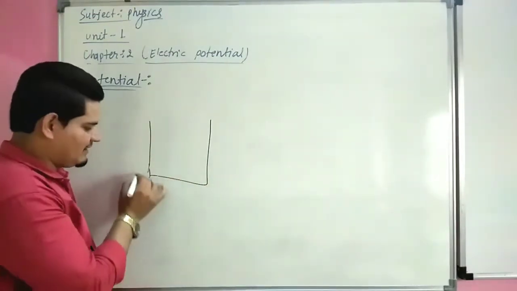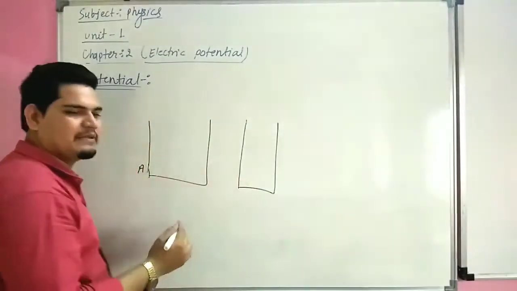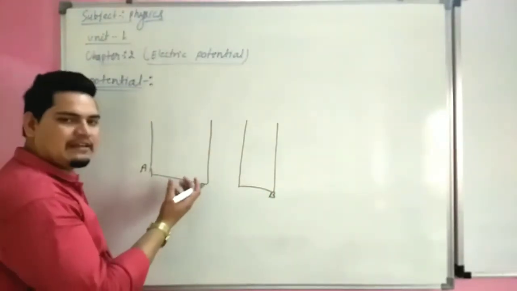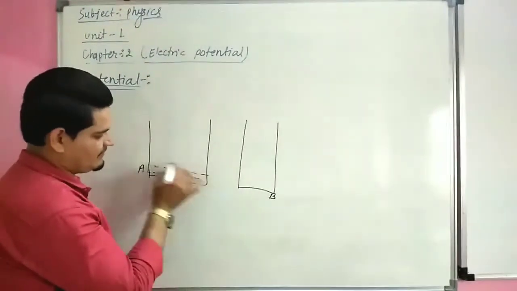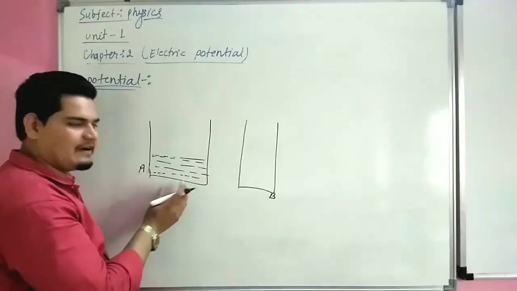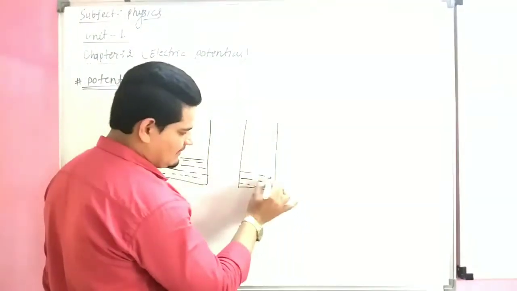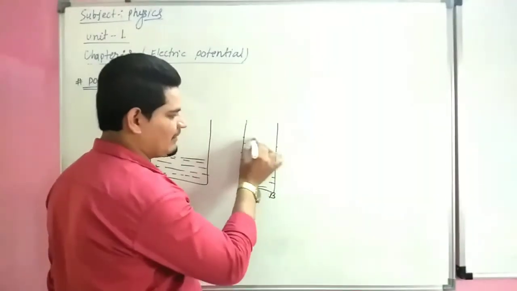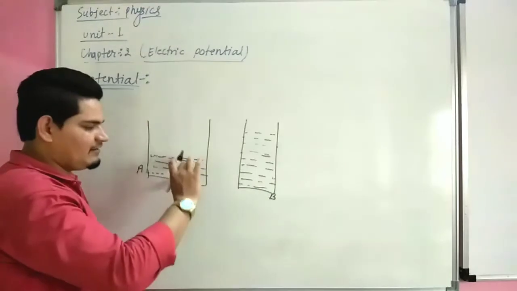This is container A and this is container, vessel B. We are filling liquid in both containers in the same quantity. If we fill 5 liters of water in this container and 5 liters in this container, but this is narrow, so the level of water is increasing, and this is wide, so the level of water is decreasing.